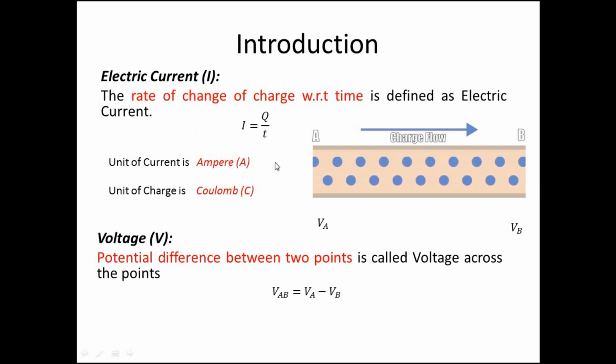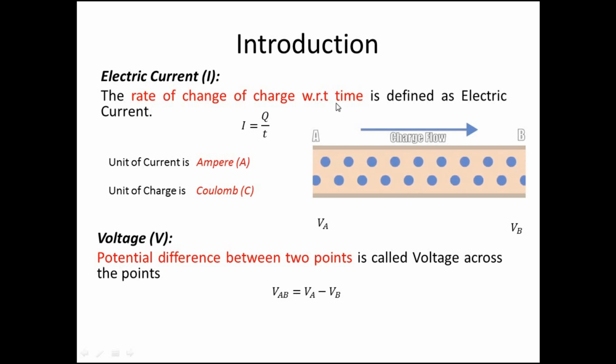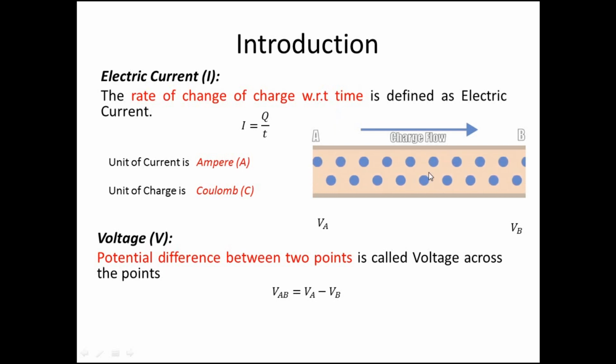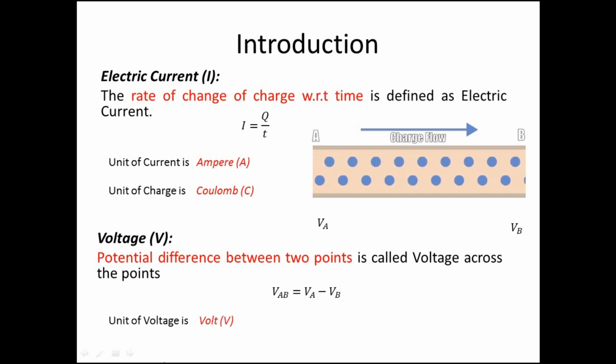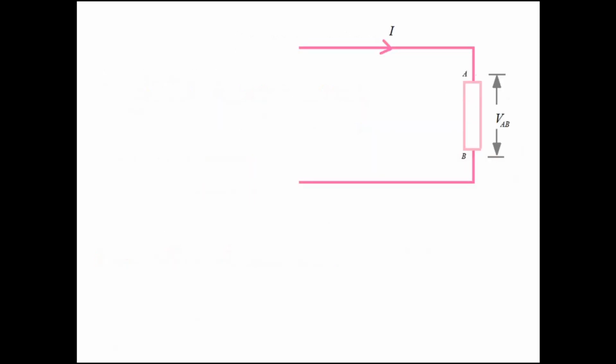And the current is actually flowing through a conductor, so we always term the current as flowing through. And the unit of voltage is volt, represented by the letter V. Now we discuss the current flow and voltage through a conductor AB. The conductor is AB, the voltage across it is VAB, and a current is flowing.